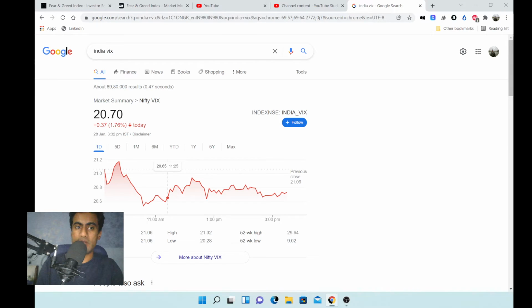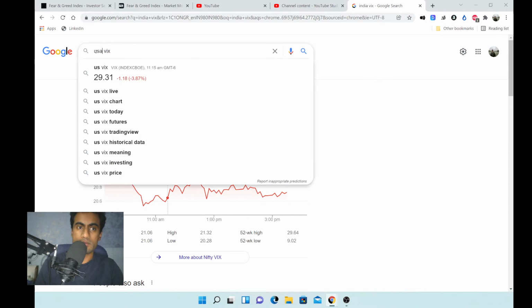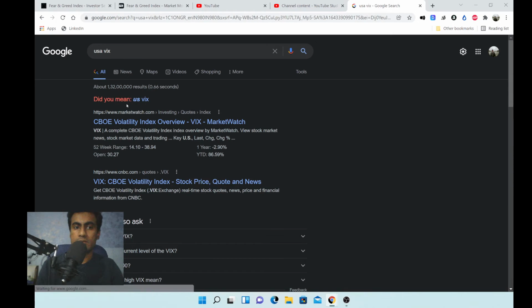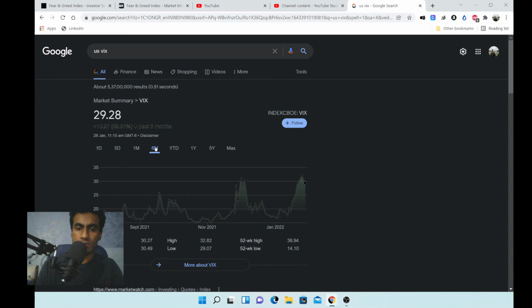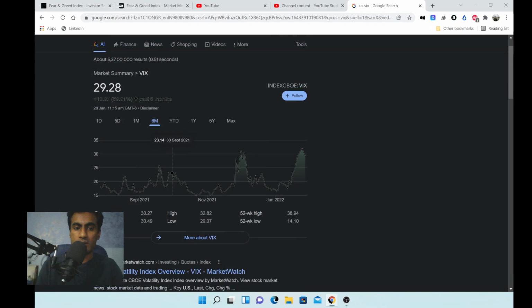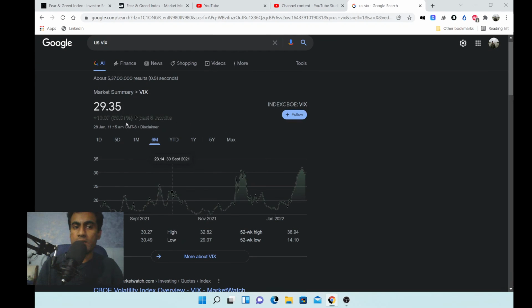So for example, VIX is 20 in India. For example, the US VIX, here it is on a higher scale, but both the markets operate differently. So if you see, in the 6 months, there has been an increase of 60%.